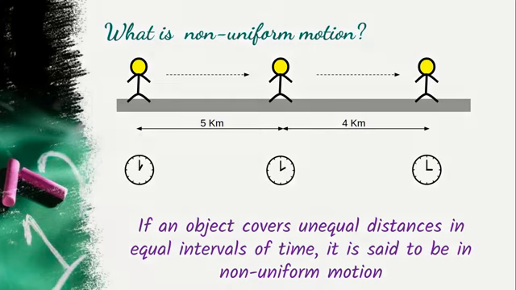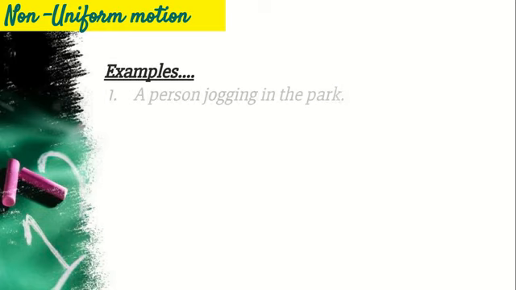A few examples of non-uniform motion: a person jogging in a park. He cannot maintain his speed in the same way throughout. His energy level may decrease, sometimes may increase. So depending on the energy level, the person may jog faster or slower, and so it is a non-uniform motion.